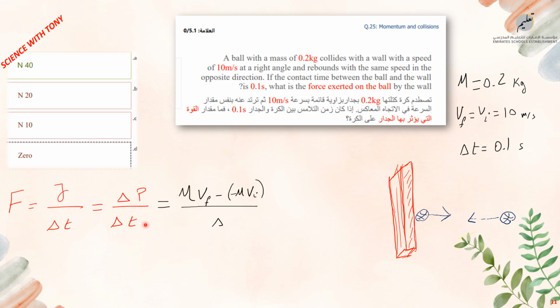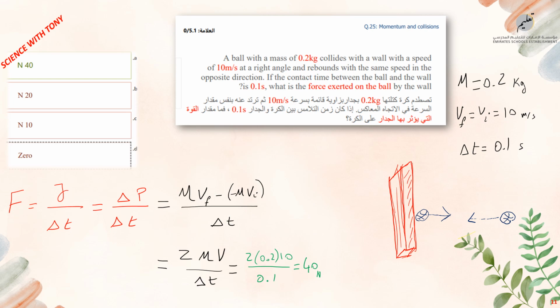So let's discuss it. Delta P means the final momentum minus the initial momentum. So mvf, and let's consider this vf, the ball when it rebounds back, minus, because it's going in the opposite direction, minus. So we have a double minus, the first one from the equation and the other one from the direction of the ball, so they cancel each other, and the answer is 2mv over delta t. Here vf equals vi, so it's 2mv over delta t. You put in the values, and the answer is 40 newtons.